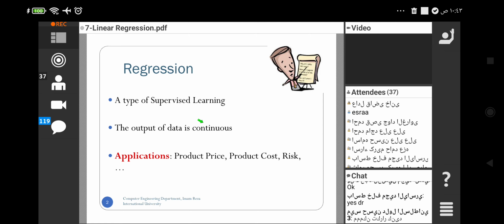But in classification, when we want to classify fruits, there are only two types, for example, apple and pear. But here the price has many values. It could be anything.